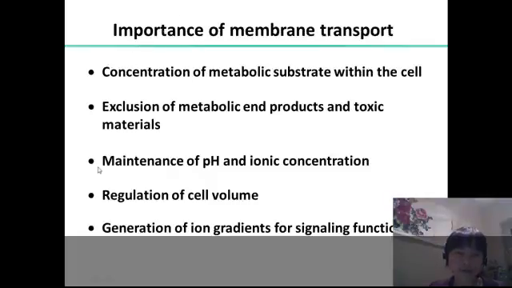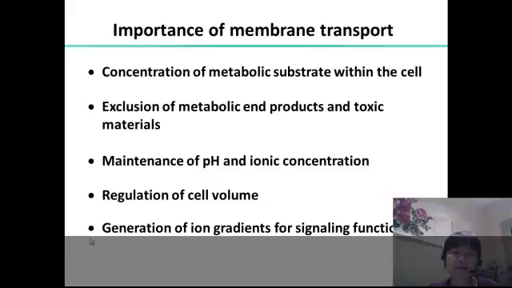We also know that many enzymes have to work within a range of their pH value, and the cell has to maintain the correct ionic concentration. So cell membrane transport is very important to maintain the pH and ionic concentration. Cell membrane is also very important in the regulation of cell volume, because these cells are soft and flexible. It's not like plant cells, which can have a rigid shape. So the cell volume is dependent on the membrane transport.